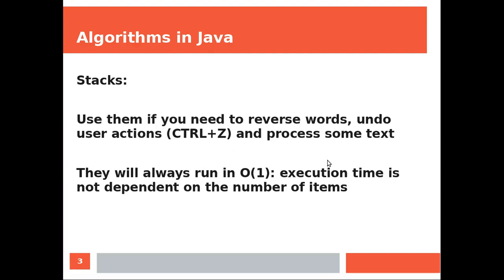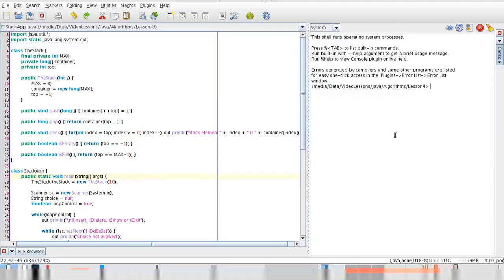Use them if you need to reverse words, undo user actions (Ctrl-Z), and process some text. They will always run in O(1). Execution time is not dependent on the number of items. So, you can build the application, including, as usual, debugging symbols.